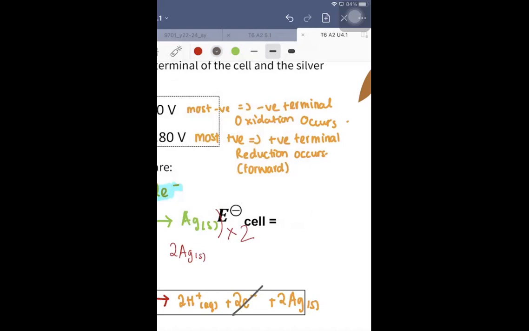Okay, and the E cell, the electrode potential value for this setup is positive 0.80 volts. Basically, you're just adding your E note of oxidation and E note of reduction. So E note of reduction is 0.80. E note of oxidation will be the reverse. Technically, you should be changing the sign, but here it's just 0, so you don't have to worry about that. Okay, now I'll teach you how to work out the E cell later on.